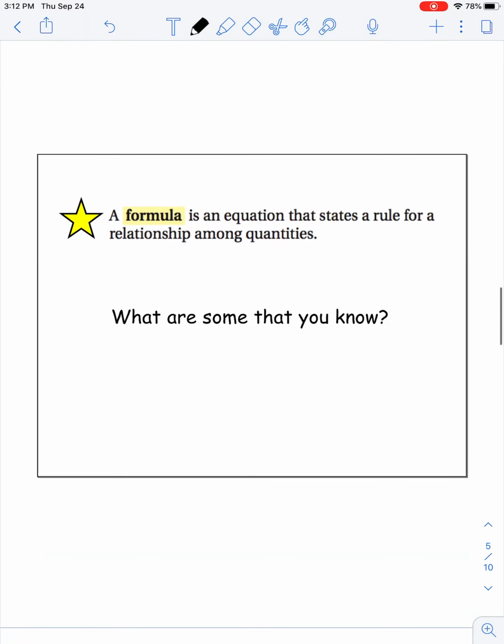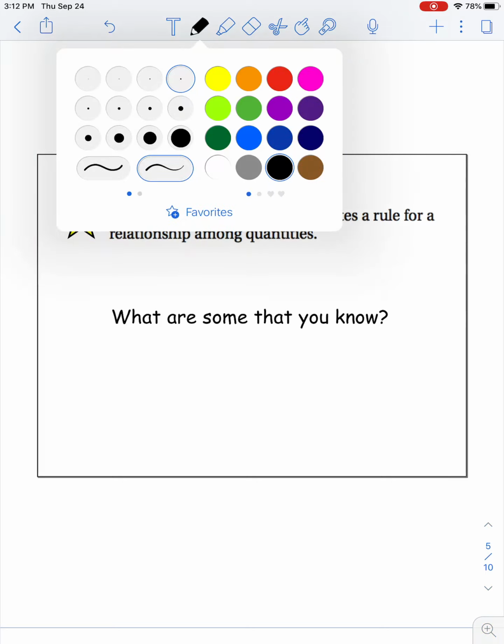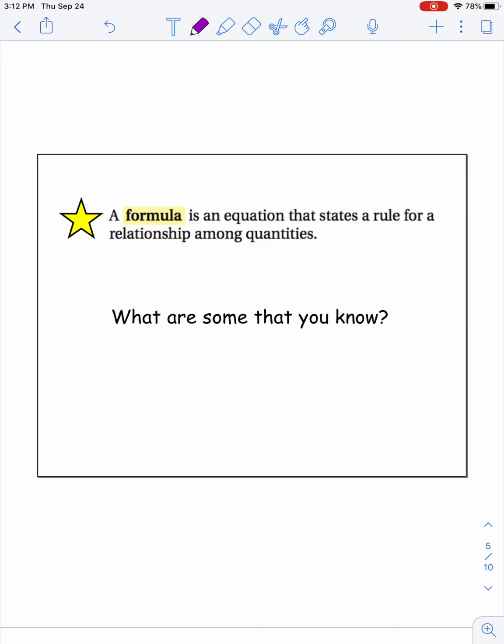All right, so let's go on to some really tricky ones. A formula is an equation that states a rule for a relationship among quantities. What are some you know? Well, I bet you know the circumference of a circle. Circumference of a circle is 2 pi r. Maybe you know the area of a rectangle is length times width, or base times height. So those might be some you're familiar with. You might remember y equals mx plus b, and there's lots of other formulas.